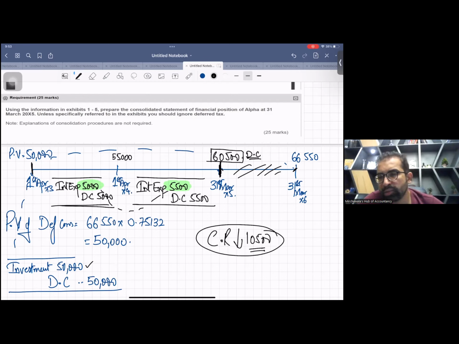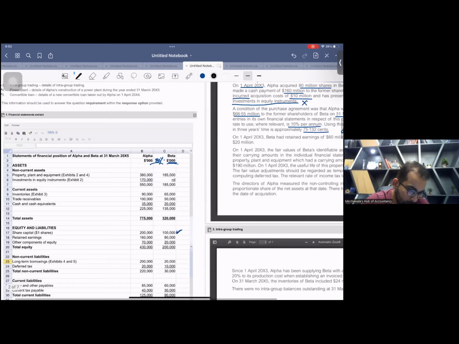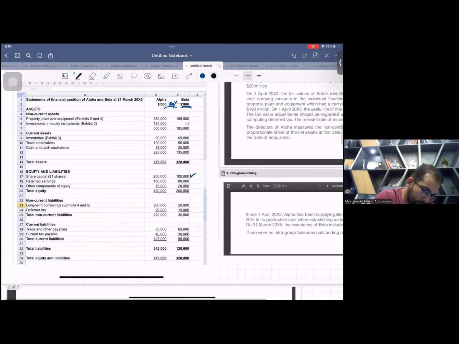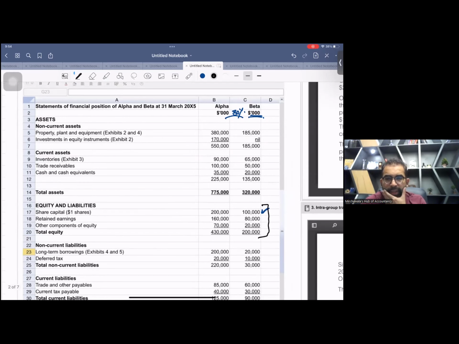Now, hope you remember in the SOFP question, you used to make packets: acquisition date net asset box and reporting date net asset box. Same thing you have to do here, right? Okay, let's start. See, this is the reporting date. These all things are reporting date. Can you see this? These all are 31st March X5, 100,000, 80,000 and 20,000. Can you see this? 180 and 20. These all are reporting date.